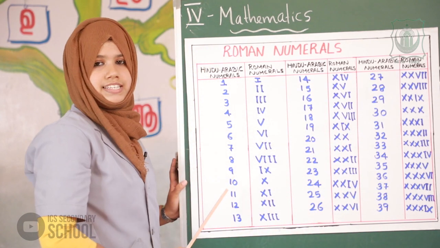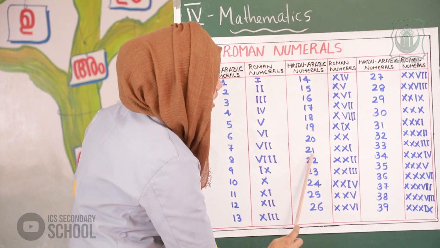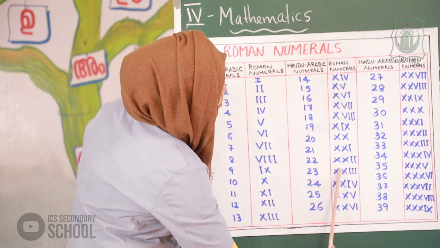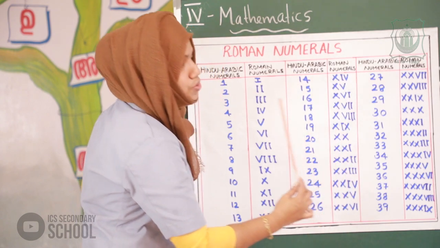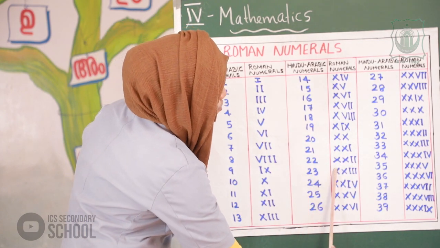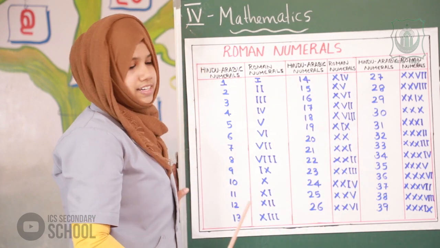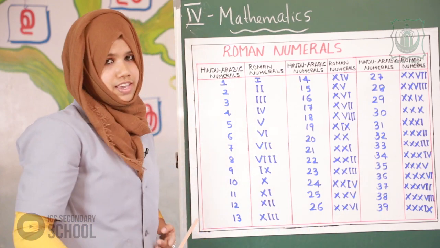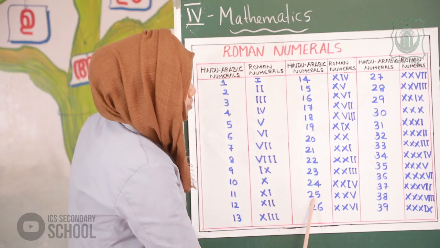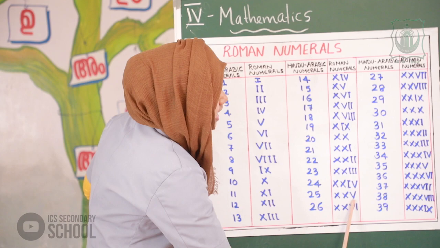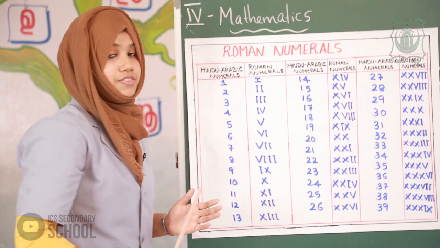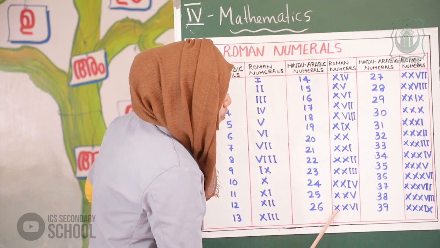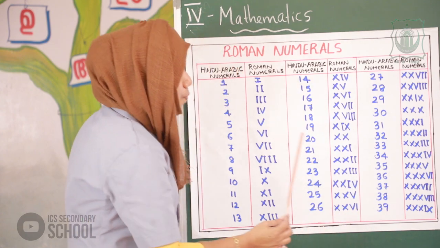10 and 10. Okay. 21, two X and one I. 22, two X and two I's are there. 23, two X and three I's are there. And 24, two X, I V. Okay. 25, two X and the letter V. The letter V means 5. 20 plus 5. 26, two X and V and I.